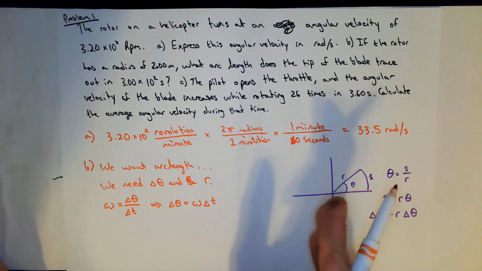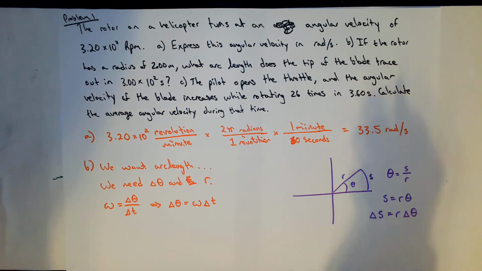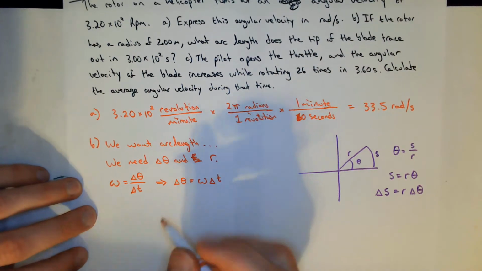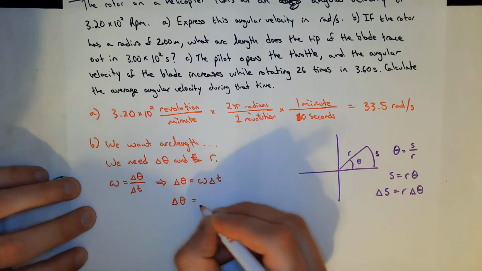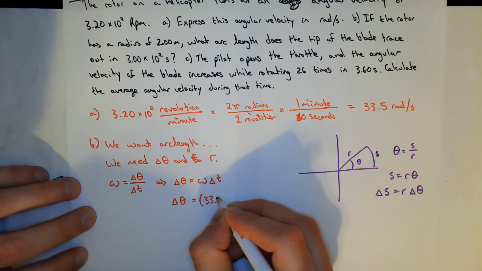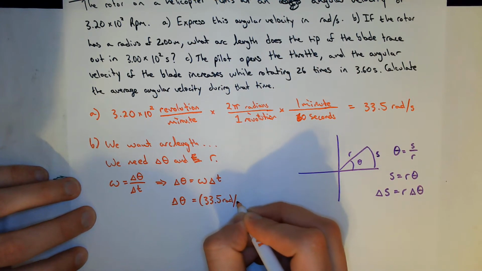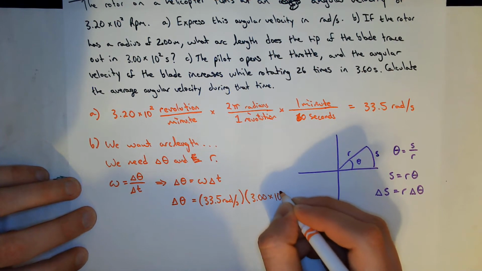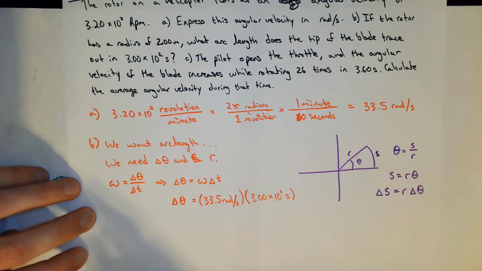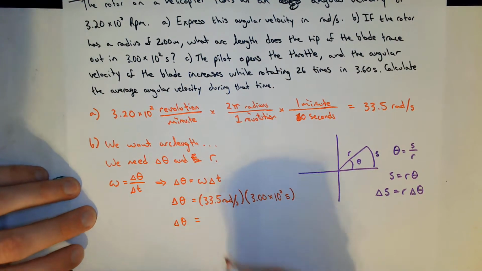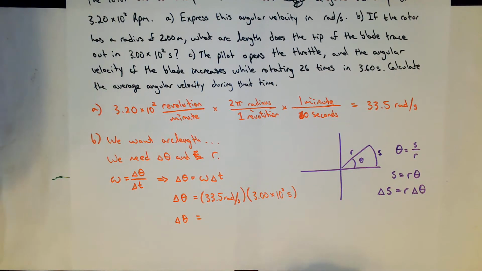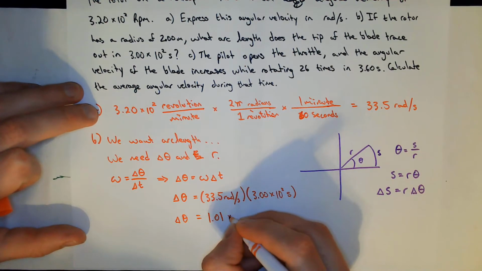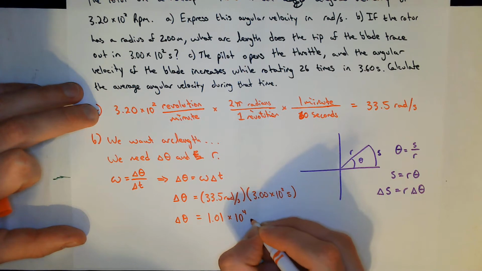If you know how fast the object is moving, for how long, then you can find distance, right? Angular distance in this case. So we're getting that delta theta is equal to 33.5 radians per second times 3.00 times 10 squared seconds, coming from right there, right? And delta theta then is going to be equal to, and again, I'll just peek at the book to see what it gives. We're keeping with the 3 significant figures, and we are getting 1.01 times 10 to the 4th radians.